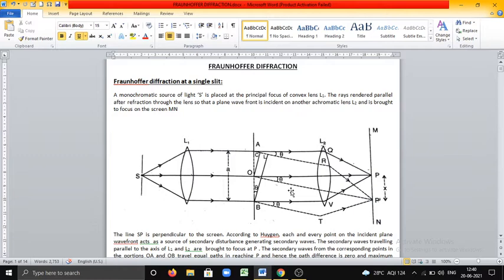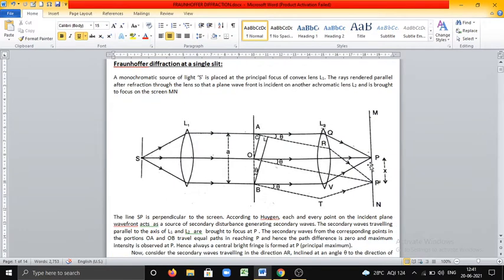See, from this diagram we can see that a monochromatic source of light S is placed at the principal focus of convex lens L1. After refraction through the lens, the rays are rendered parallel. These rays are made to fall on the narrow slit AB of width a. A plane wavefront is incident on another achromatic lens L2 and is brought to focus on the screen MN. Here two convex lenses are used. From this diagram we can see that L1 and L2 are the two convex lenses used.